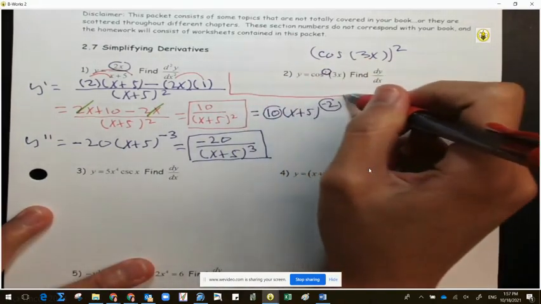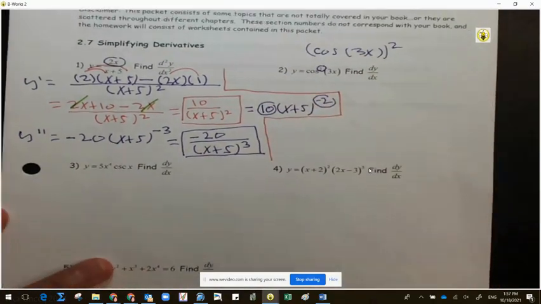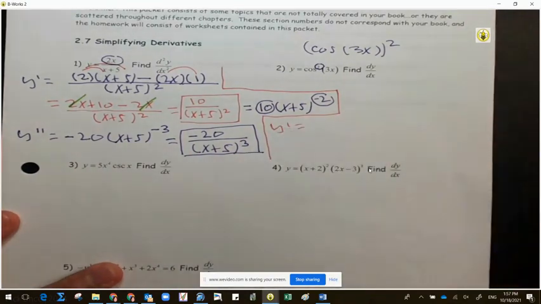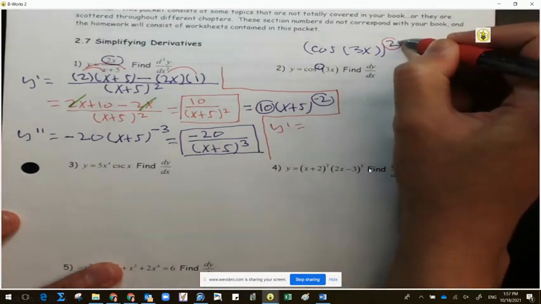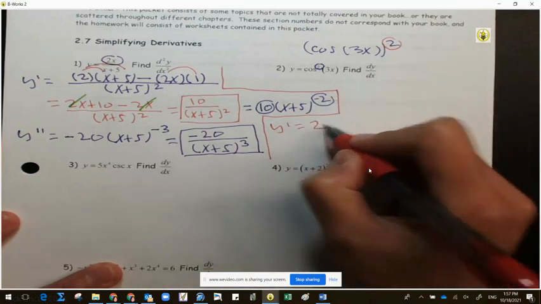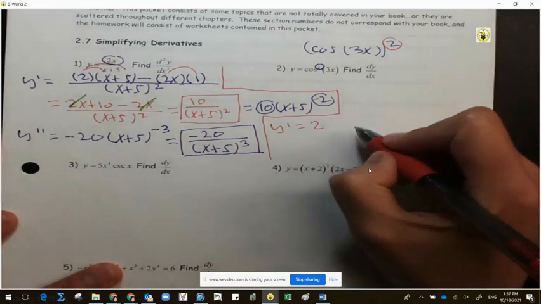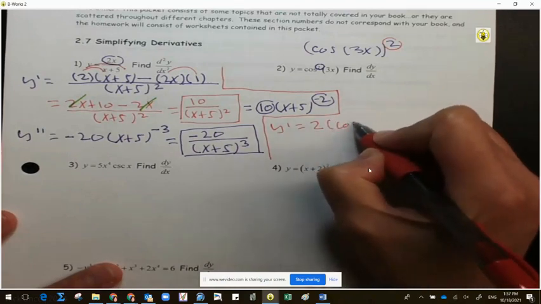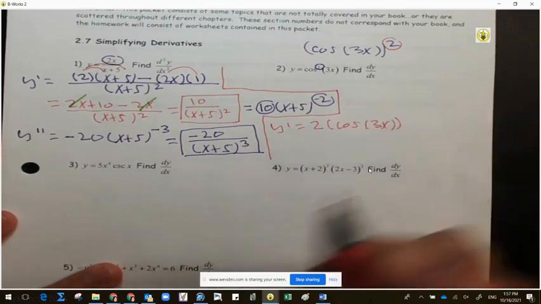So let me do this. You guys might have enough room though. So we have y prime. We have chain rule again. When I take my 2 and bring it down, it's just going to be 2 since there's not another coefficient. Am I going to mess with the cosine at the moment? No, leave that alone. And the inside.